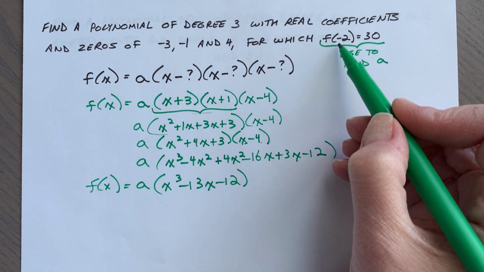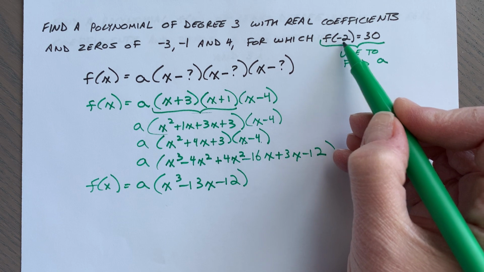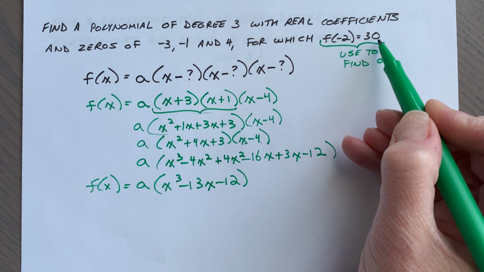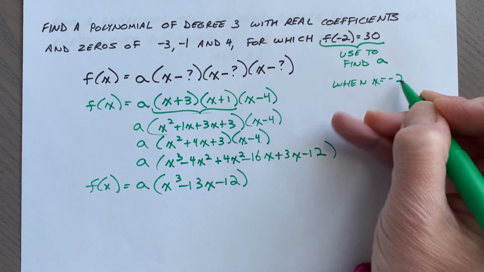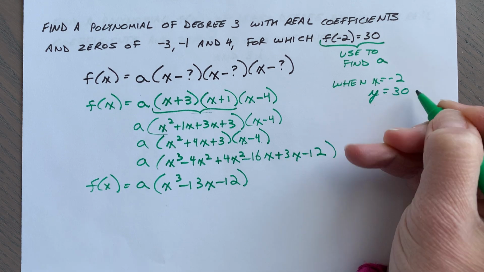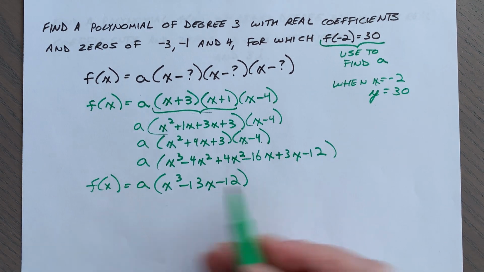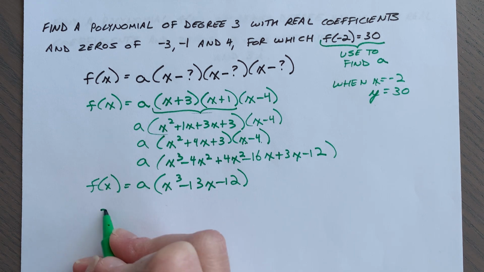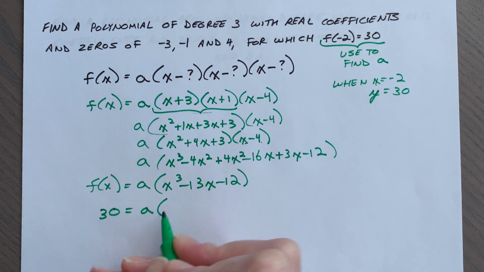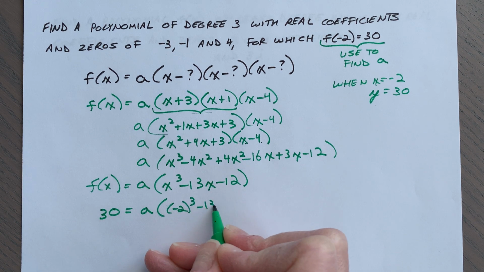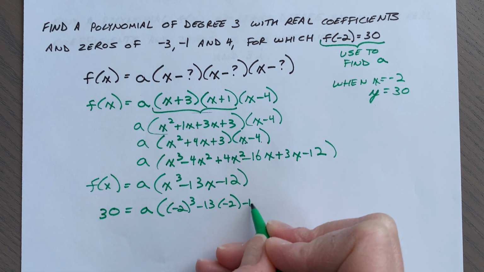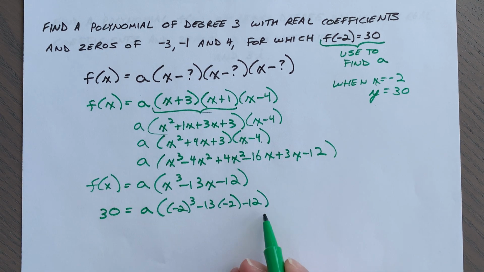So this is telling us when x is negative 2, then y is 30. Let's write that out. When x is negative 2, y equals 30. Well, if we come to our function here, this is y, and we're going to plug in negative 2 here. So negative 2 cubed minus 13 times negative 2 minus 12. And this is going to allow us to find that mystery value a.